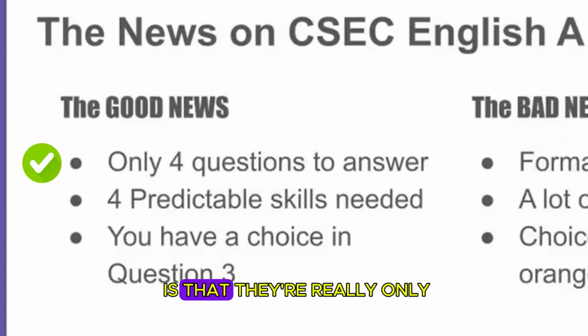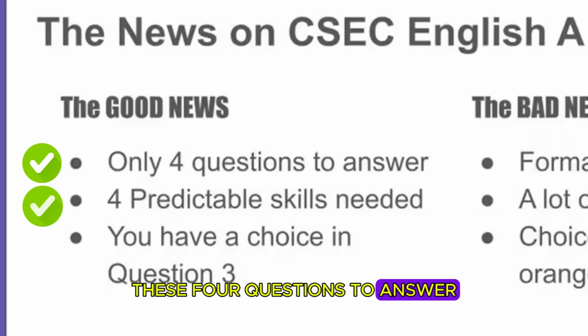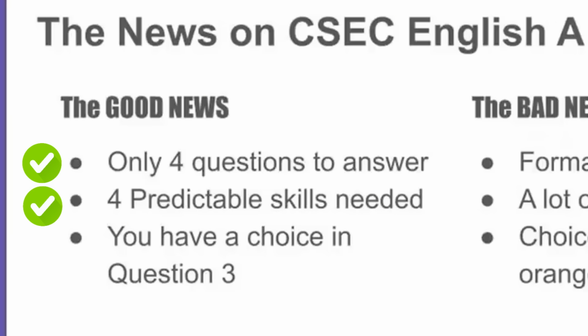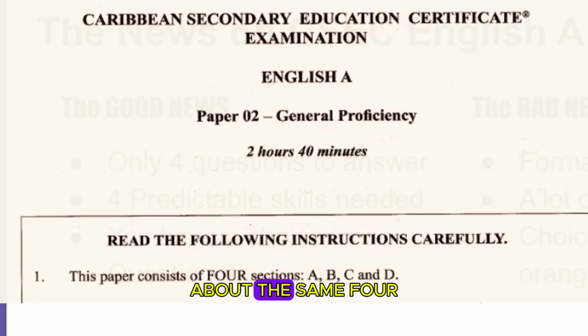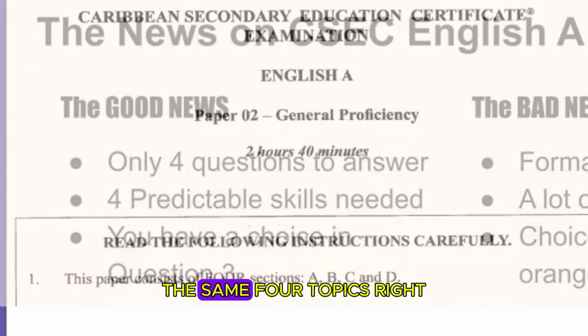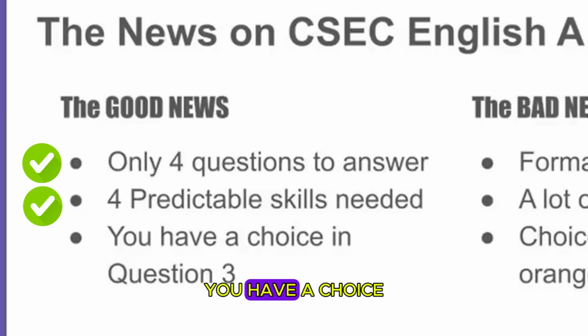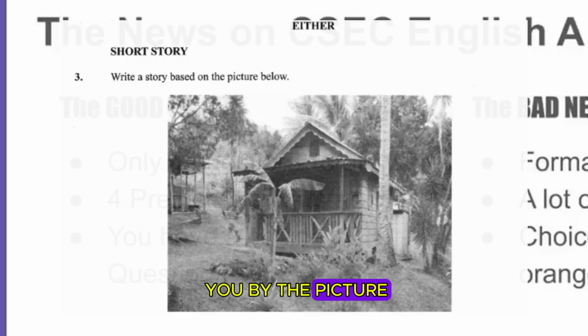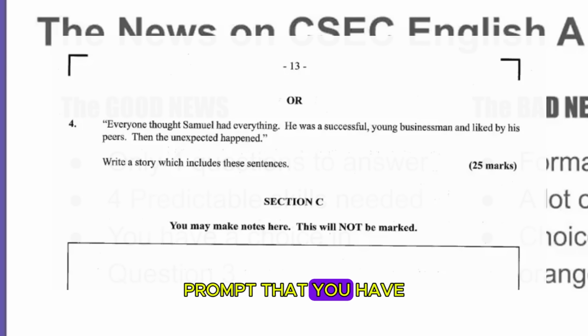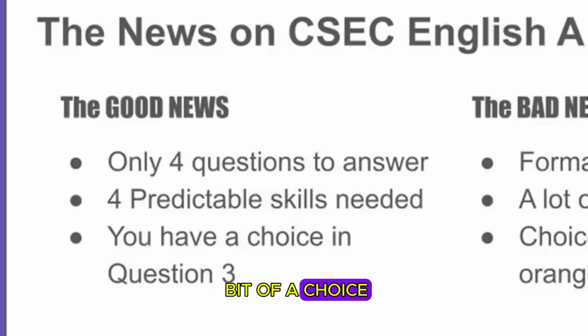Alright, so the good news is that there are really only these 4 questions to answer, and that they're super predictable. Every time the exam comes around, they're asking about the same 4 types of writing, the same 4 topics, right? You have a choice in question 3 of whether you're going to answer the story writing question that's in here with prompts given to you by the picture that they supply, or whether you're going to choose the sentence prompt that you have to include in what you write. So it's a little bit of a choice there, right?